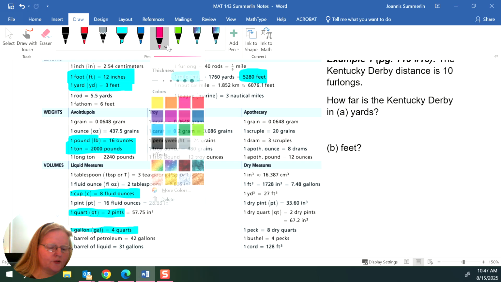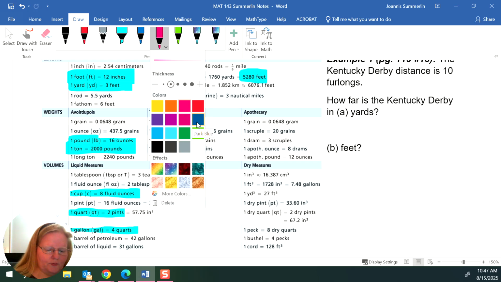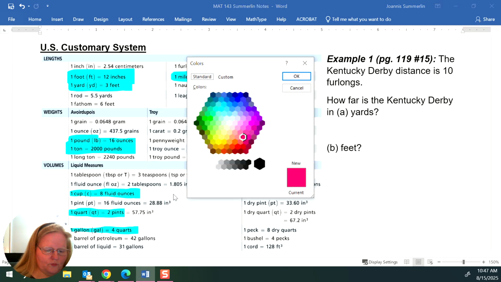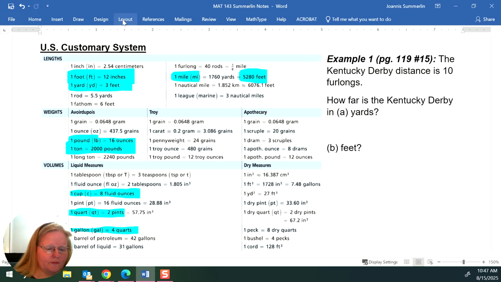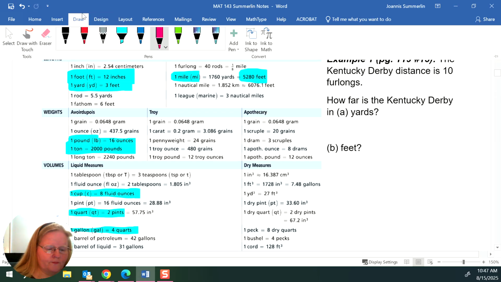Let's go back to my pretty, we didn't have like a, more colors, new, current, standard, custom, nope, okay, fine. Alright, so we'll just do this one. Okay.